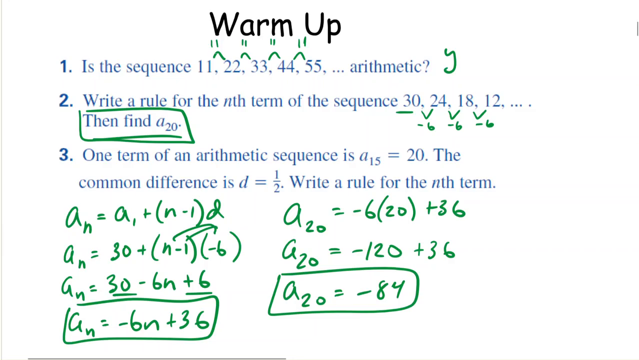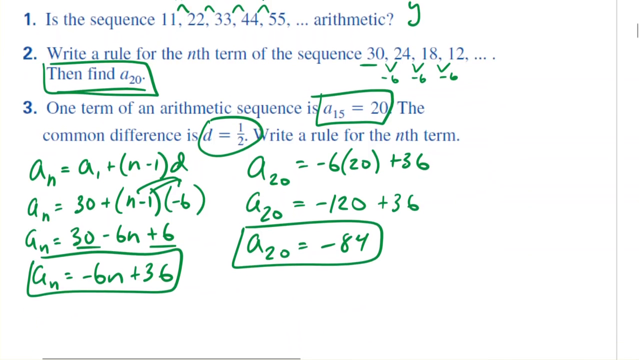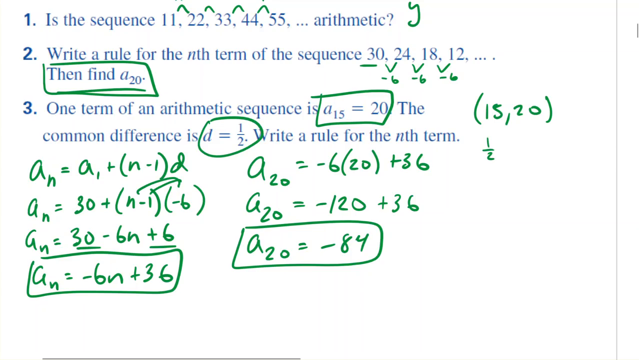One term of an arithmetic sequence is, the 15th term is 20. The common difference is 1/2. Write a rule for the nth term. So we could say that our 15th term, that's a point. That's 15, 20, and our common difference is 1/2.